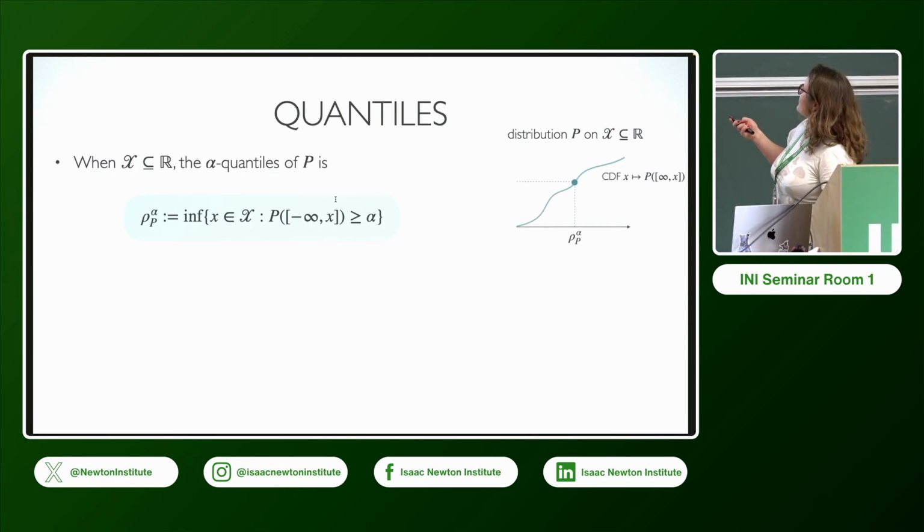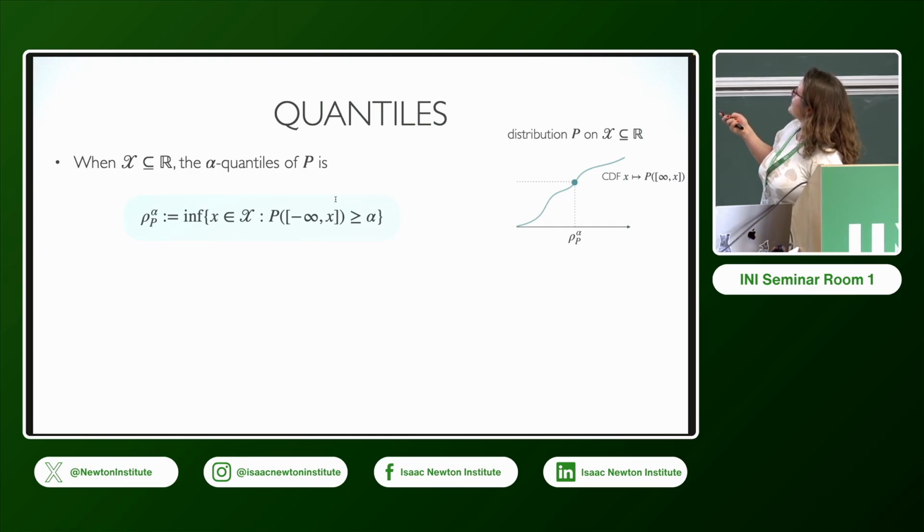All right, so what was supposed to be here is an alpha, and I want to say that if this is the CDF of P, then if the CDF is continuous, then the alpha quantile is just the inverse of the CDF, and more generally, it's this infimum function.